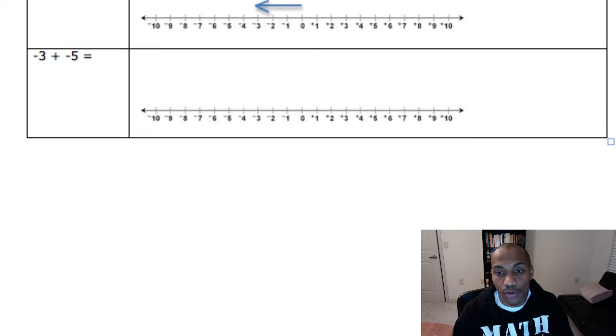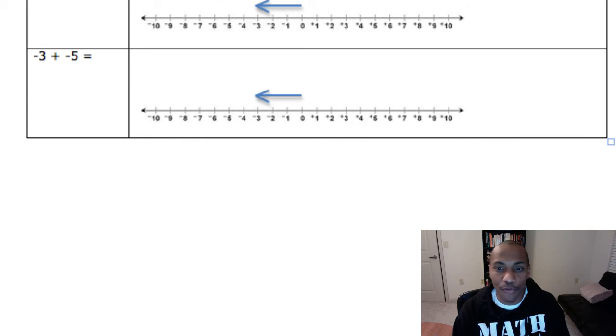Okay, so now let's do one last problem. We have negative 3 plus negative 5. All right, so I'm just going to start at the origin, that's right, and I'm going to negative 3. So I'm moving to the left or to the right? Well, to get to negative 3, I have to move to the, that's right, I got to move to the left. So I'm going to move 1, 2, 3 spaces to the left, and then I'm adding negative 5.